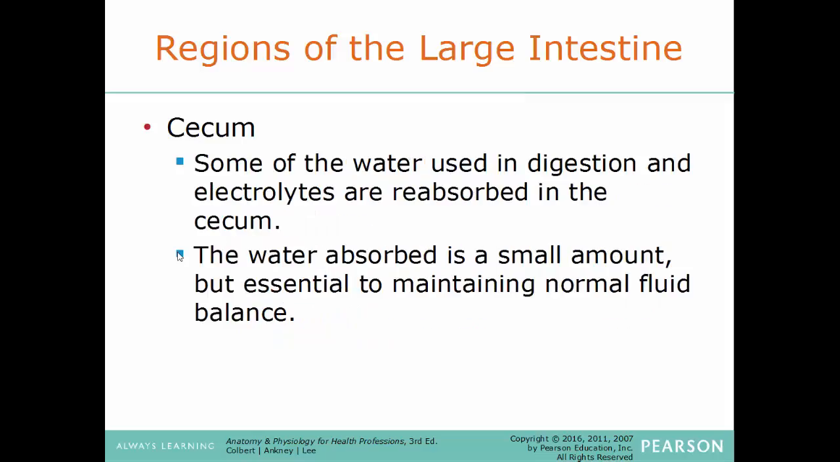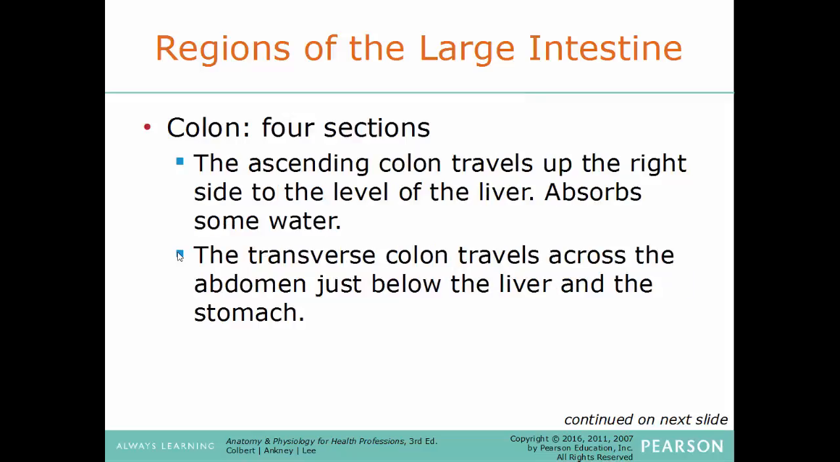Now some of the water that's used in digestion and some of the electrolytes are reabsorbed here in the cecum. The water that is absorbed is a relatively small amount, but it is essential to maintaining the normal fluid balance of your body. The colon has 4 sections, and the name of each section tells you in what direction the material is moving. The first part after the cecum is called the ascending colon, because it travels up from the cecum, going up toward the level of the liver. This will absorb some water.